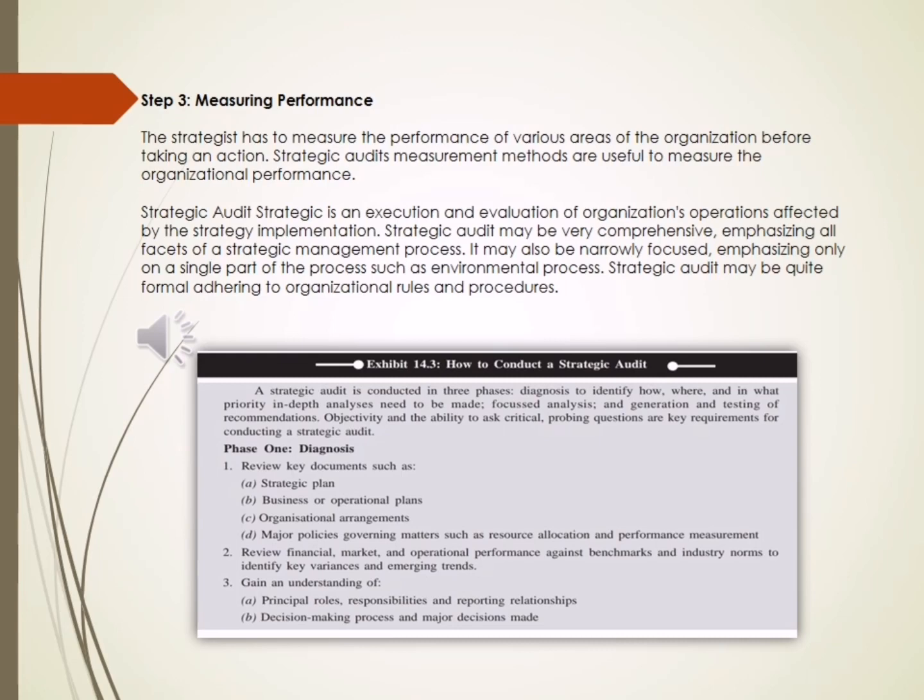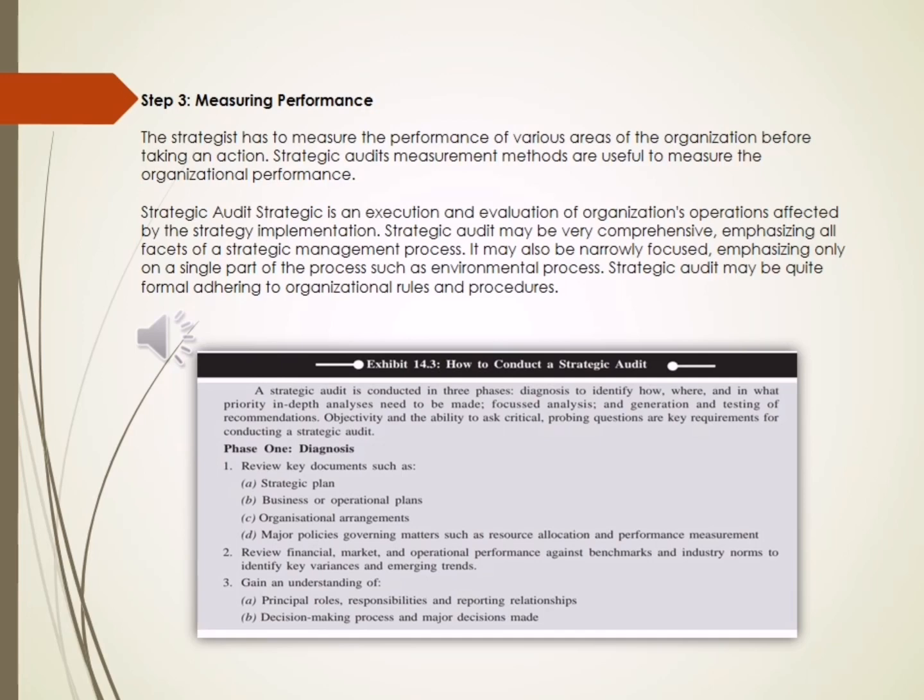Strategic audit also may be quite formal, adhering to organizational rules and procedures. So, in the table, how to conduct a strategic audit. It is conducted in 3 phases. First is diagnosis to identify how, where, and in what priority in-depth analysis needs to be made. Then, focused analysis and generation and testing of recommendations. Then, objectivity and the ability to ask critical, probing questions are key requirements for conducting a strategic audit.